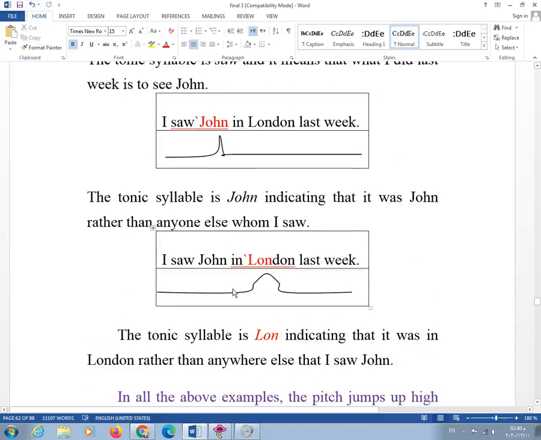Okay, so any word in any sentence can be a tonic syllable if there is a necessity to make it a tonic syllable, to make it the important word and focus word, giving most of the meaning and conveying the most important piece of information and the newest piece of information, the contrastive piece of information in the whole utterance. Okay.